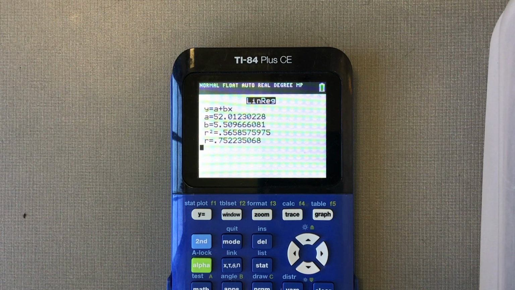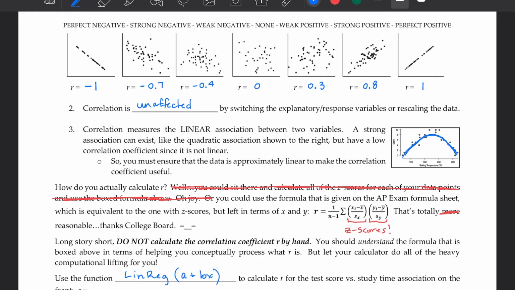So I hope that helps. That's how you're going to calculate R, not by hand, but by using your calculator and doing just what we just showed you there. So as we found out, our R value is approximately 0.7522. And as we compare that with our chart up here about strong, weak, positive, negative, we know now it's positive and fairly strong because it's not too far from the 0.8. That's pretty good.